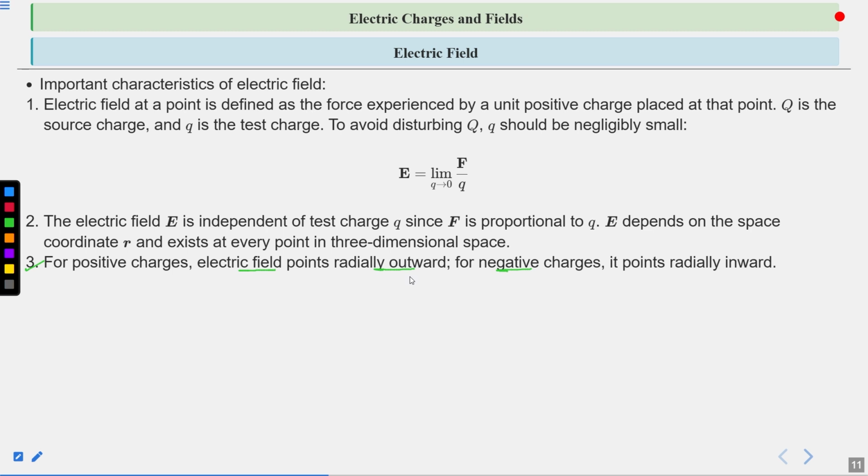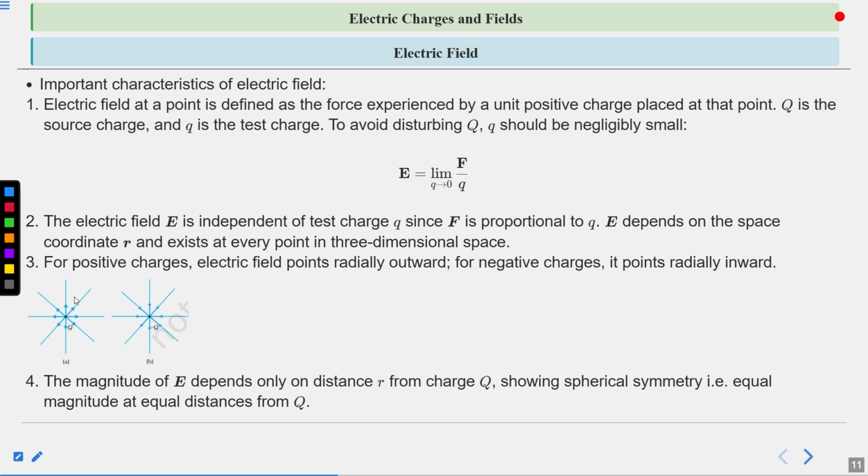If we talk about the electric field, look at here, A and B. A is for the positive charge, so electric field points radially outward in all directions. And if we talk about the negative charge, electric field points radially inward. So this concept is very important. Clear? The magnitude of E depends only on distance r from charge q, showing spherical symmetry. Equal magnitude at equal distance from q.